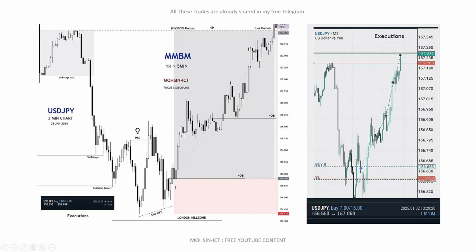Here's an execution I sent inside my free Telegram, when market was printing live right here, you can see. And these are the results.